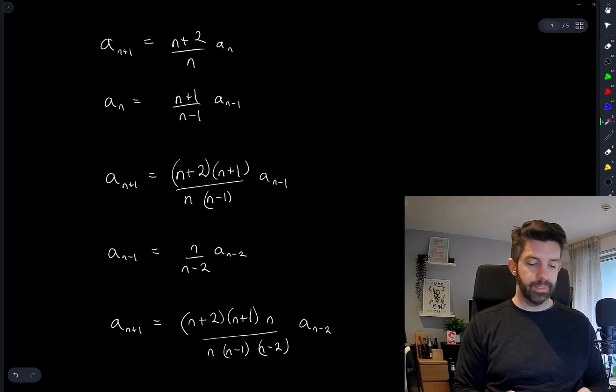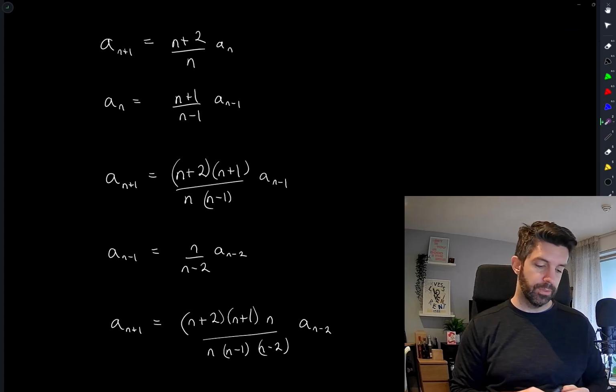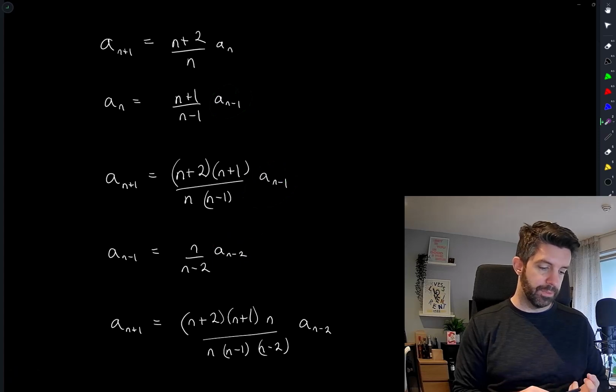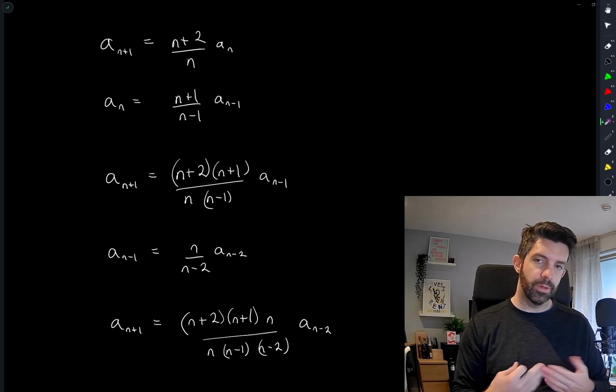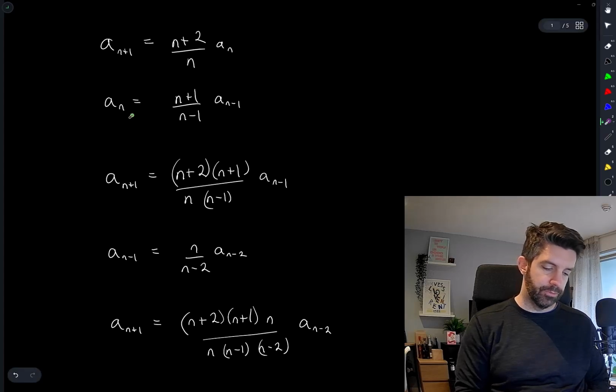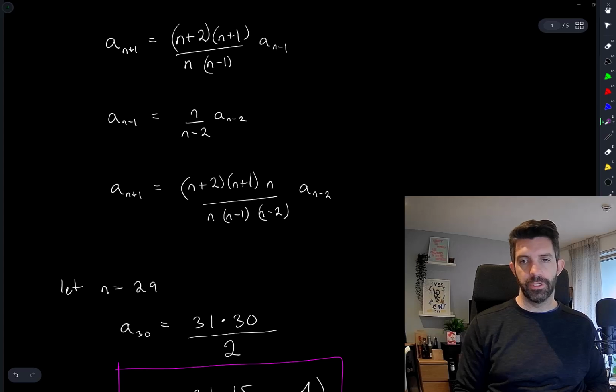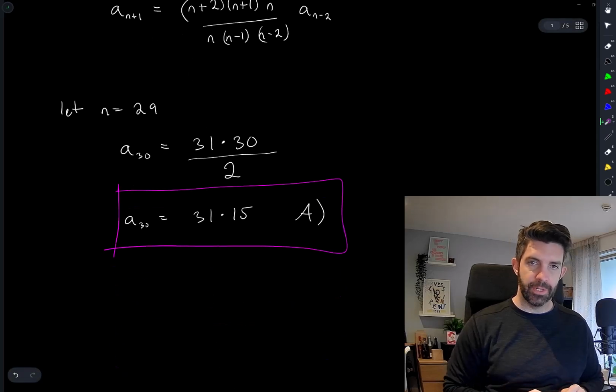Another way of potentially doing it is to compute the first few terms of the sequence. So rather than starting at the top and working backwards like this, maybe say a_1 is equal to 1. Well, then compute a_2, compute a_3, compute a_4, and see if you can see the pattern. I kind of did the opposite. I wrote things as a two-step recursion here, and then as a three-step recursion, and I saw that there's going to be a lot of cancellations. Not sure which way you might think is easier, but that's what I get. Option A, 15 times 31.